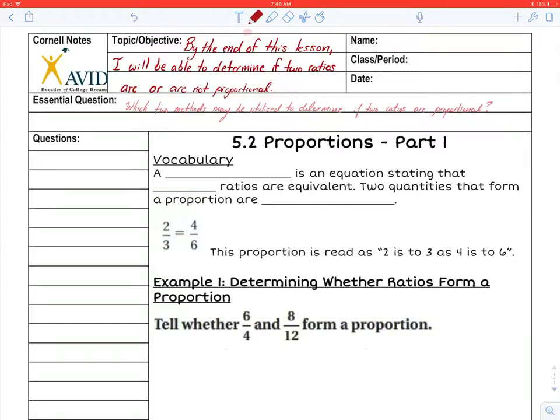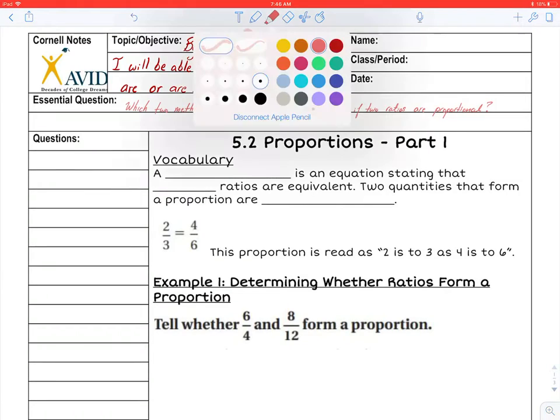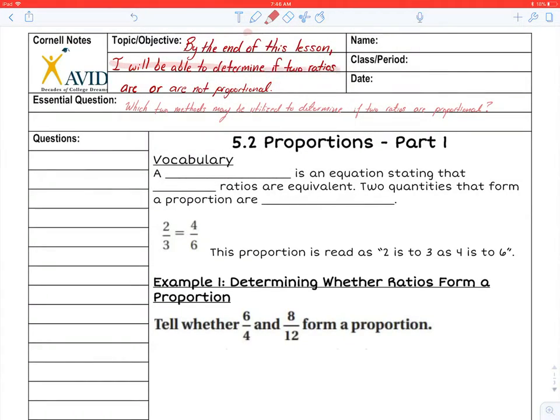The second part of this chapter 5 is proportions. And so today, in this video, we're going to be talking about proportions, and by the end of the lesson, you should be able to determine if two ratios are or are not proportional.